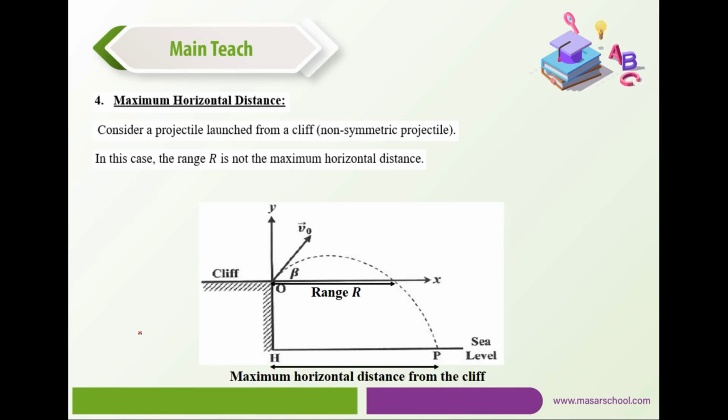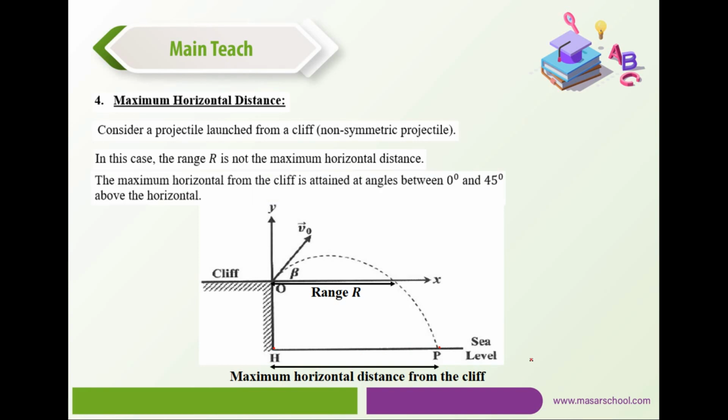That would be the maximum horizontal distance from the cliff. So we're launching the projectile from the cliff. It will land on the sea level. This distance from this point, which lies vertically along the origin, so we're measuring the horizontal distance from this point to the landing point. That would be the maximum horizontal distance from the cliff.